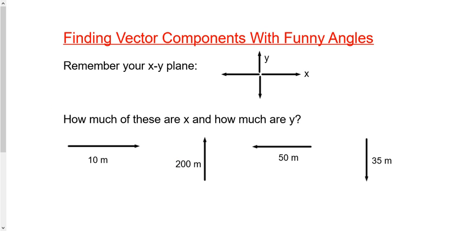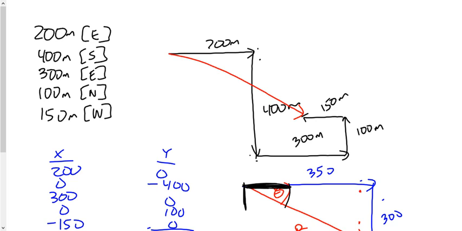What happens if I want to add 2 vectors together, or 3 or 4 or 5 vectors together, and they're not all on either the x-axis or the y-axis? So in other words, I've got this vector that I want to add to this vector. That's tougher to deal with.